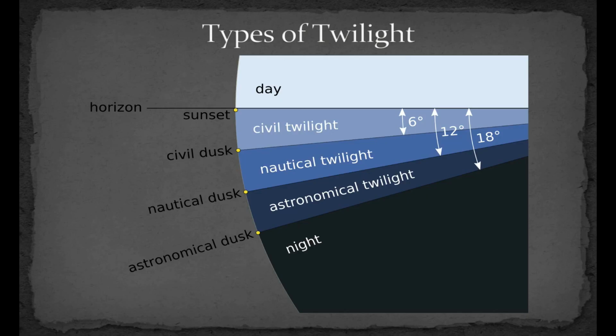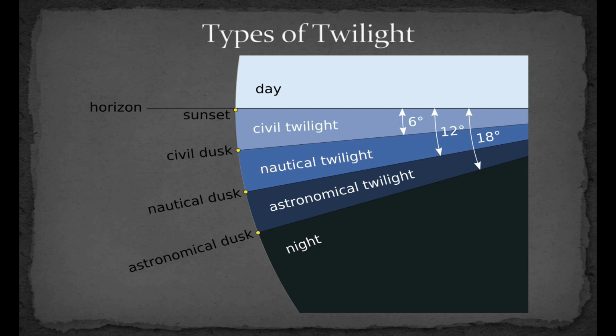Obviously, all other things being equal, the farther below the horizon the sun is, the dimmer the twilight, as shown in this graphic. Civil twilight is the brightest form of twilight, and only the brightest celestial and space objects can be observed at this time. This period of twilight occurs in the morning and evening when the sun is between 0 and 6 degrees below the horizon.